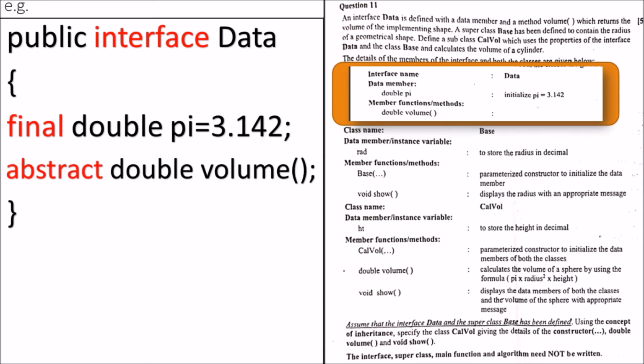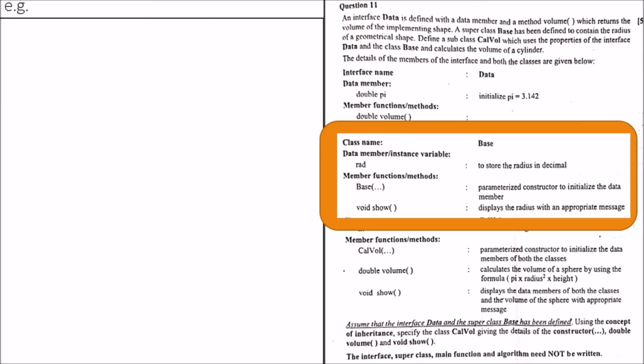Then one abstract method is there, double volume. So you can write abstract double volume. Okay, so this is the definition for the given interface. Now we'll see the superclass definition.